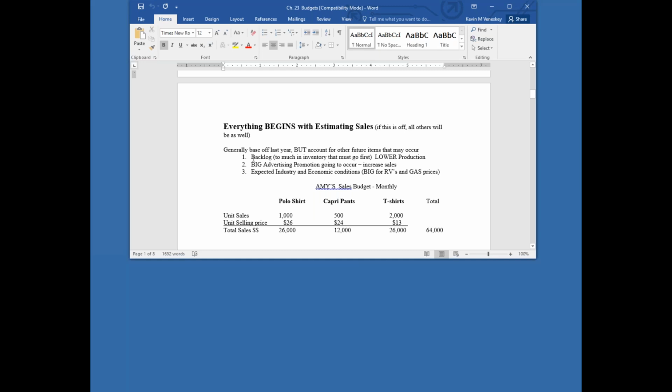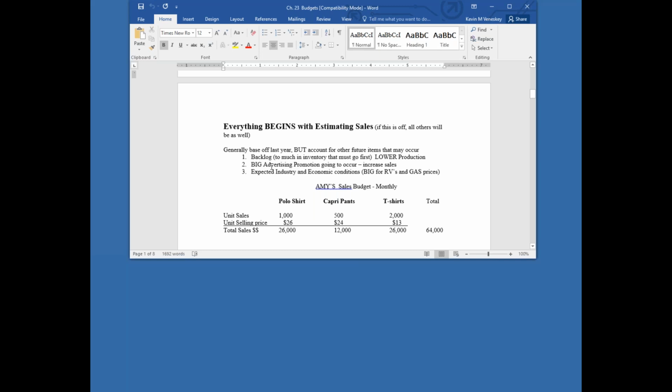So the first one here: if you already have a backlog in your finished goods, well, then you're probably not going to want to make as many new goods, even though you expect to sell 1,000. If you already have 400 in your backlog, you're not going to need to make another 1,000. You're going to need to sell those 400 first. And also a backlog may mean maybe your prior sales were a little too high, overestimated. Maybe you need to bring it down a bit.